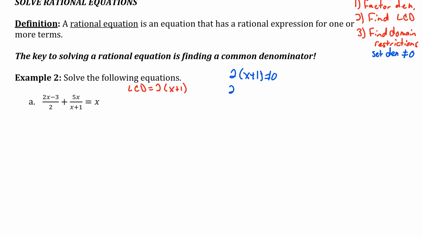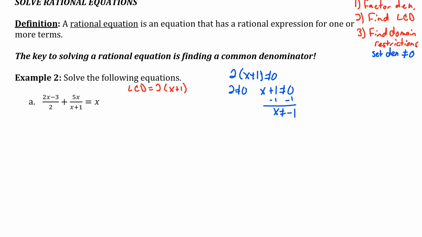Well, it's already factored, so 2 cannot equal 0. Well, this doesn't happen anyway, so no problem. x plus 1 cannot equal 0. Solve by subtracting a 1 from both sides. So x cannot equal a negative 1.